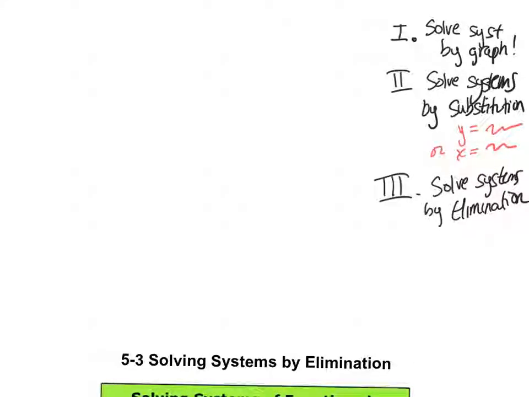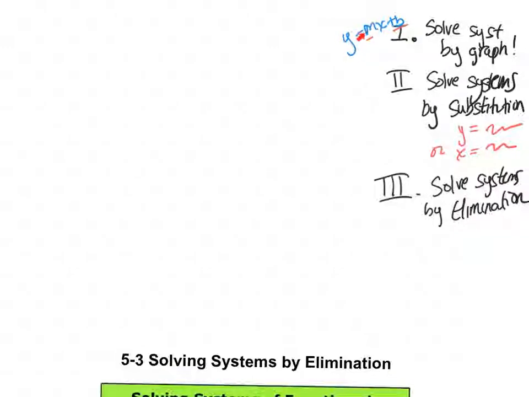Now, you would use the solving systems by graphing if you were given a choice. You would use solving systems by graphing when it's really easy to graph, when you have two equations in y equals mx plus b, where you know you can quickly and easily graph them with the y-intercept and the slope, and then find their point of intersection.